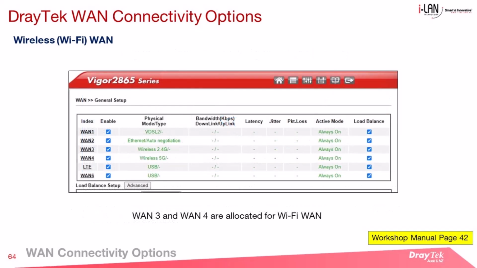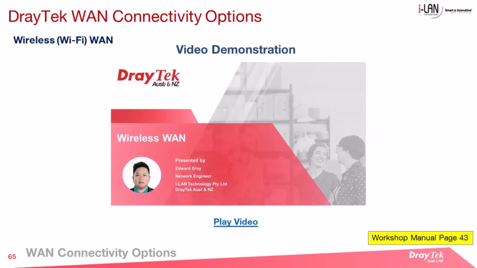In current model dual WAN wireless routers, you'll find WAN 3 and WAN 4 can be configured as Wi-Fi WANs. In older model routers like the 2862 AC, you had to configure WAN 2 for Wi-Fi WAN, which meant losing the Ethernet WAN port. But now you can have wireless WANs on both 2.4 and 5 gigahertz, and you can have all these other WANs active at the same time. Okay, let's have a look at a video that Edward made about this, showing us how to set it up and how it works.